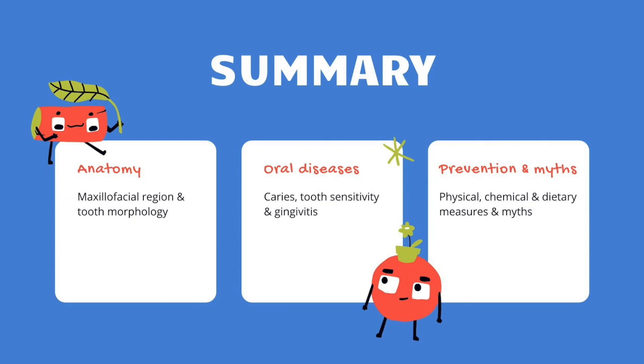So in this video, we have covered 3 points. First, we looked at the maxillofacial anatomy, in particular tooth morphology. Next, we looked at some common oral diseases. And lastly, we discussed the physical, chemical, and dietary preventions of oral diseases, as well as myths regarding oral health.